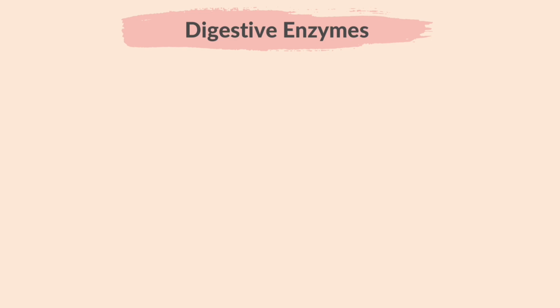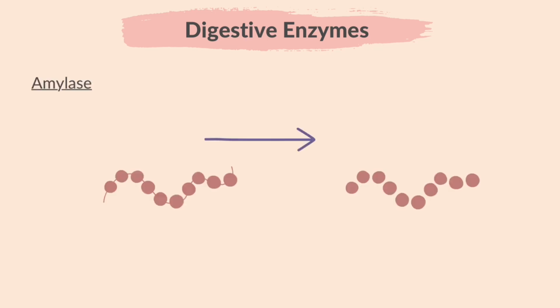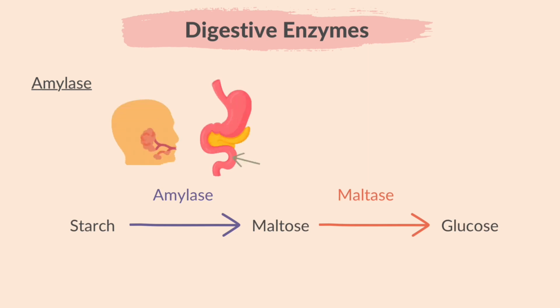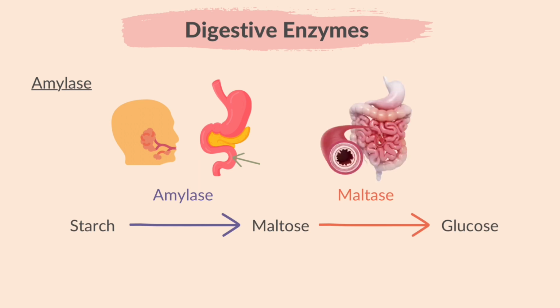First, we must learn the functions of enzymes in the digestive system. The enzyme amylase breaks down starch to simple reducing sugars. Amylase first breaks down starch to maltose, and then maltase breaks down maltose to glucose. Amylase acts in the mouth and the duodenum. Maltase does its job on the lining of the small intestine.